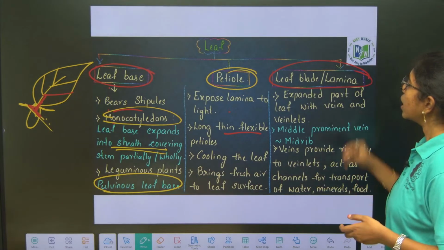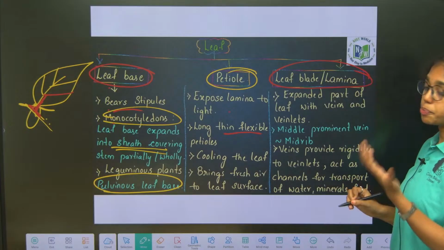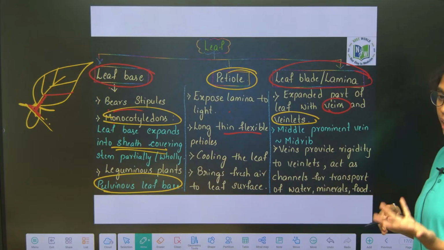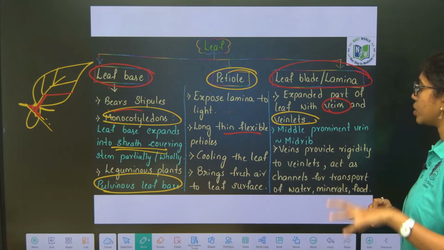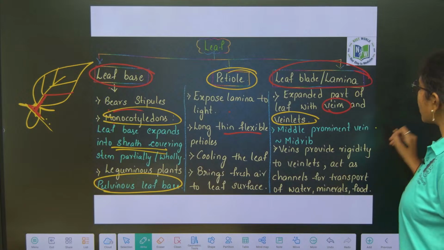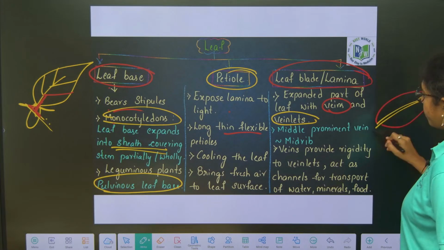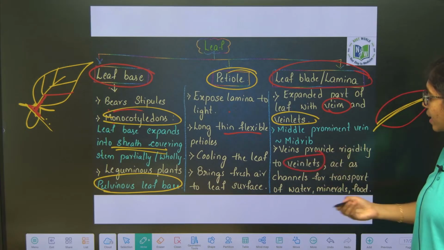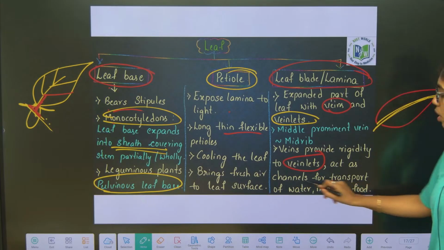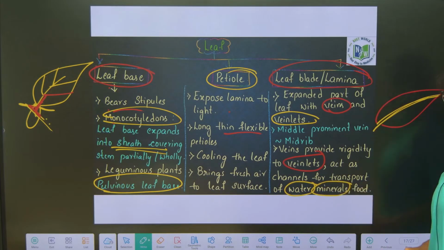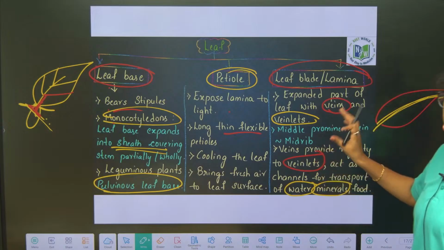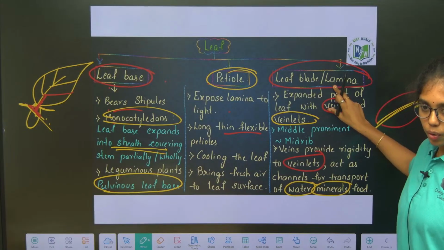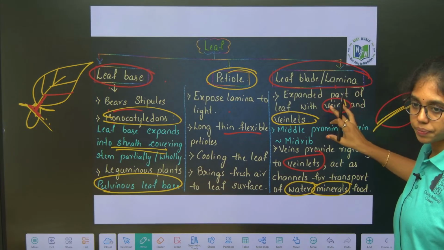Okay. Next, leaf blade or lamina. This is the expanded part of the leaf with veins and veinlets. In the middle, you can see a prominent midrib. Okay, and veins will provide rigidity to the veinlets. They will act as channels for the transport of water and minerals. Fine. These are the three regions of the leaf. One is leaf base, second is petiole and third is leaf blade or lamina. Okay, and these are the points you have to cover under this.